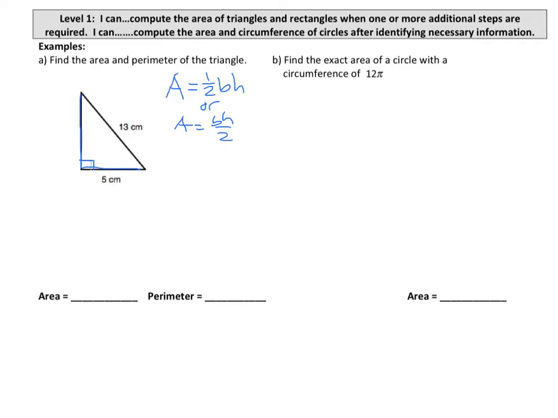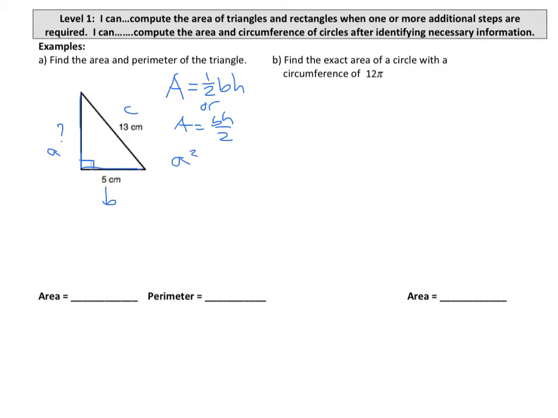But I'm missing one of those sides. So this is where the additional step comes in. I'm going to have to use the Pythagorean theorem to find this missing side. So a squared plus b squared equals c squared. Remember that a and b have to be the two legs, the sides that make the right angle, and c is the hypotenuse of the right triangle.